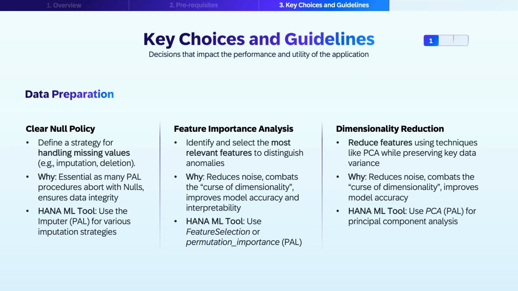Third, simplify with dimensionality reduction. For high-dimensional datasets, use techniques like principal component analysis to reduce the number of features while retaining essential information.